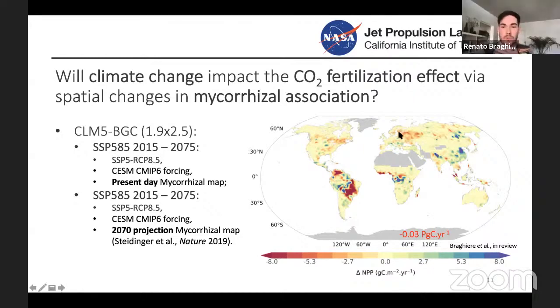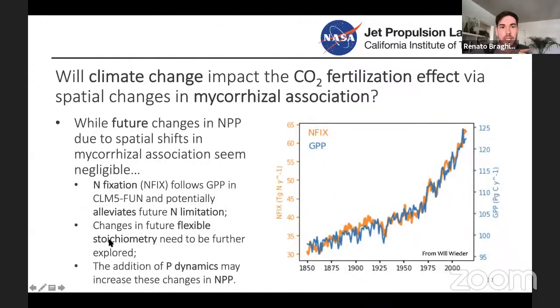Okay, so just to conclude, when we sum up, this 0.03 petagrams of carbon doesn't seem much globally, but we think this value is being underestimated for a number of things. So basically, nitrogen fixation in CLM follows GPP. So for the historical run, nitrogen fixation has more than doubled, and we assume that probably nitrogen fixation is alleviating nitrogen limitation. And changes in flexible stoichiometry and P dynamics may also add on to the secondary effect of mycorrhizal changes.